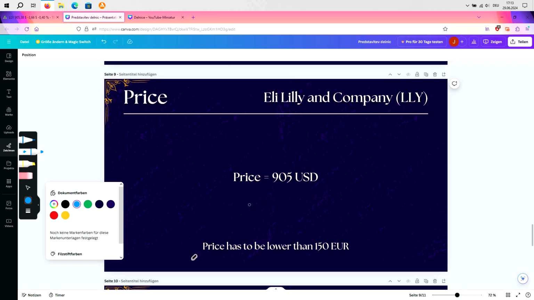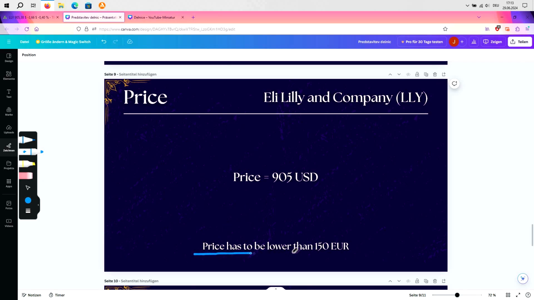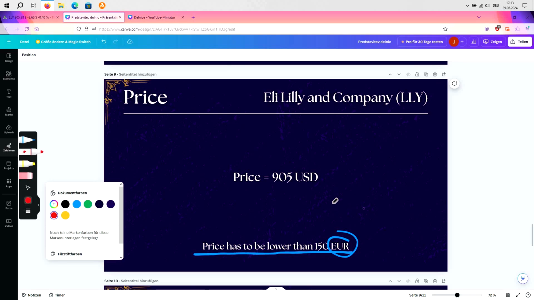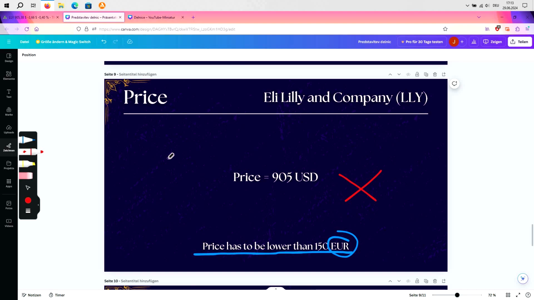Now we come to the price, and for price, it has to be lower than 150 euros or dollars or British pounds, wherever you are based. I'm from Europe, so we use euros here. Now the current price is $905 plus or minus, which is way higher than 150. So we don't like the price either because we don't want to invest in stocks that are too expensive, that are overpriced. This is a way no-go, okay?